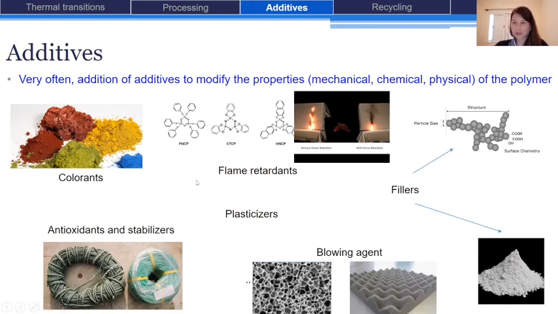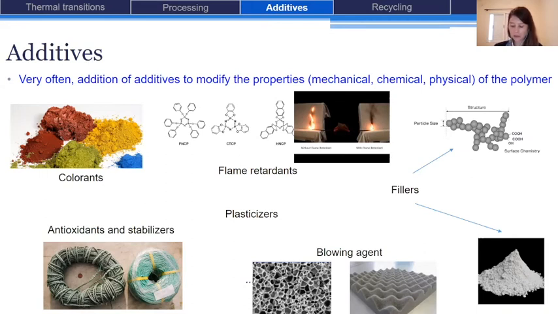Then we have the flame retardants. Polymers have the problem of being flammable. And in some applications, like textile or in children's toys, it can be very important to limit the flammability of the polymeric product. So in that case, flame retardant additives are added to the polymer to increase the flammability resistance. And these retardants function in different ways.